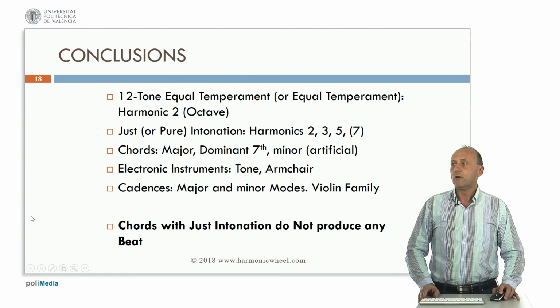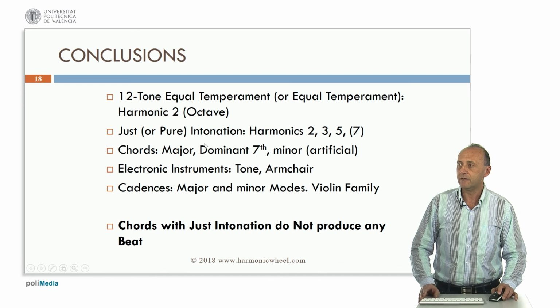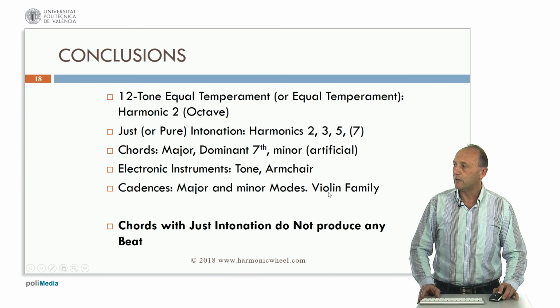We considered two systems, the equal temperament and pure or just intonation. We listened to the main chords, major, dominant seventh and minor chords in both systems. We played them with electronic instruments using the tone and the armchair. And finally, we compared two cadences in both systems, one in major mode and the other in minor mode, in this case played with instruments from the violin family. The main conclusion is that chords with just intonation do not produce any beat.